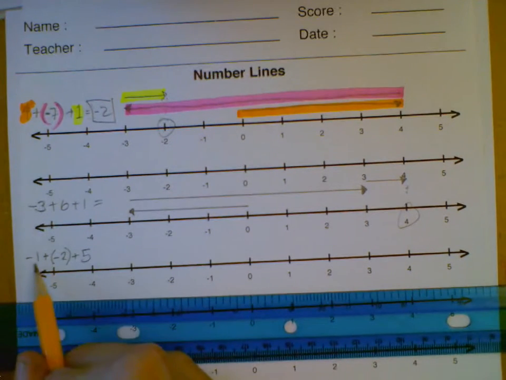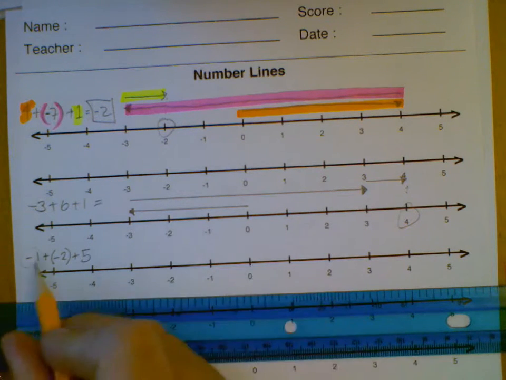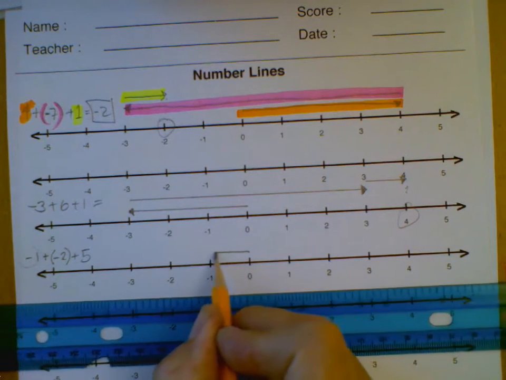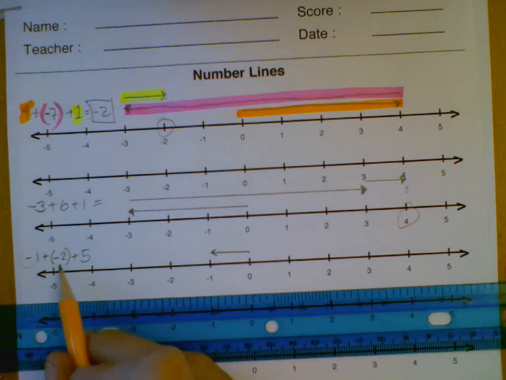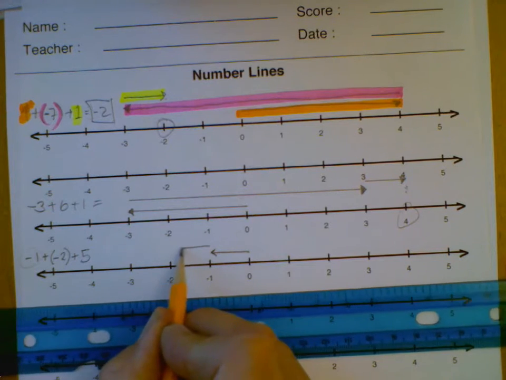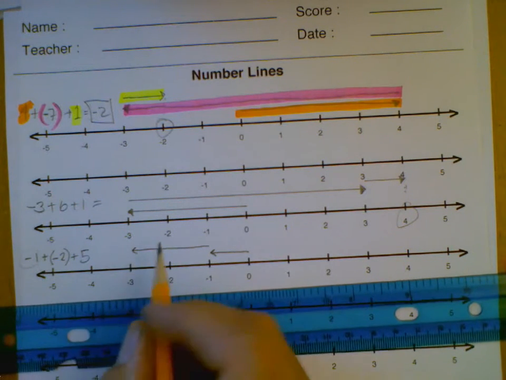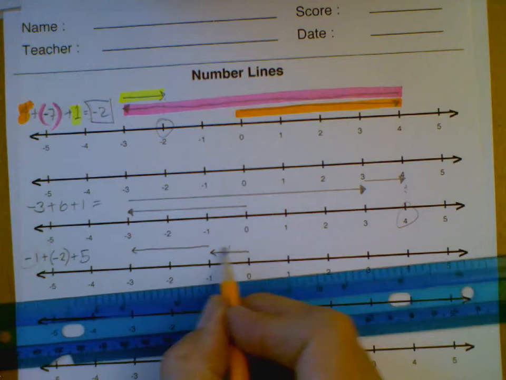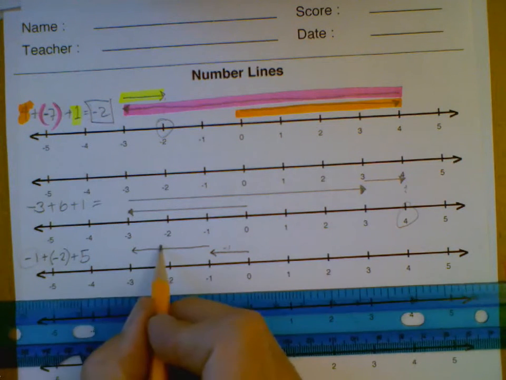One more time. This time my first arrow, I'm going to start at 0. I'm going to go to the left 1. That's my negative 1. Now I'm also going to go another 2 to the left because they're still negative. So here's my negative 1. I moved a distance of negative 1. Now I moved a distance of negative 2.